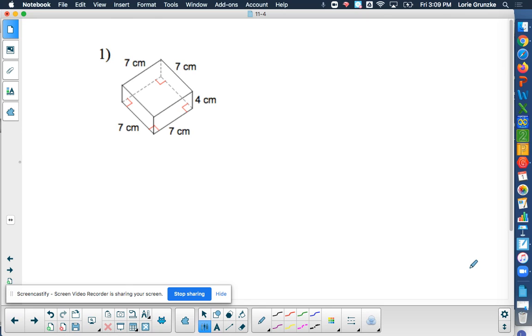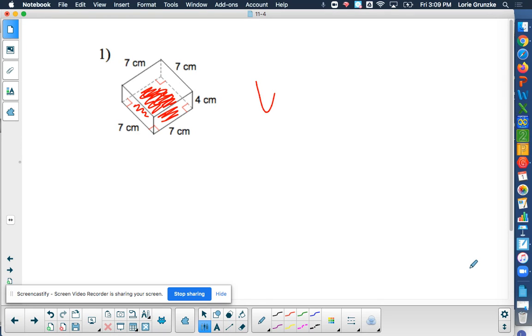So I look at this shape and I think, what is the name of that shape? Well, it looks like it's 7 by 7 on the bottom, so it must be a square. And the bottom would be this down here. See that bottom? So it's a square prism.